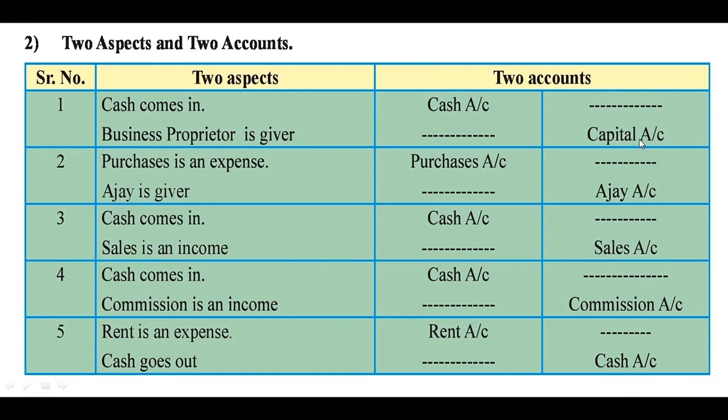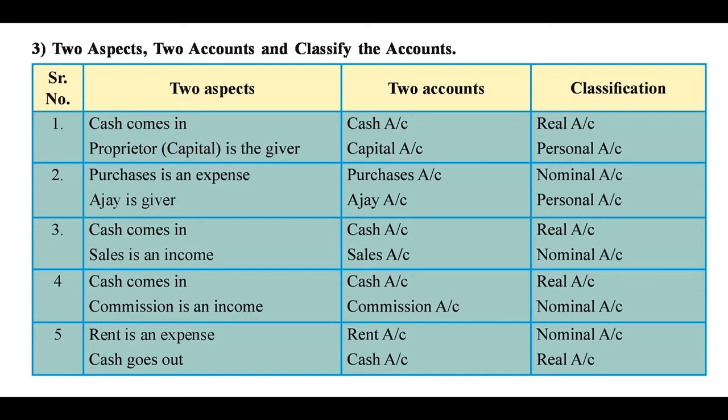Next, we are going to classify these accounts. So on the next page, again, we have made the table with 2 aspects, 2 accounts and classification. So the first aspect is cash comes in the business. So cash account is involved. Now cash is the real account. You can see, touch and feel cash, and cash is the real account. So here the classification we have written that cash is the real account.